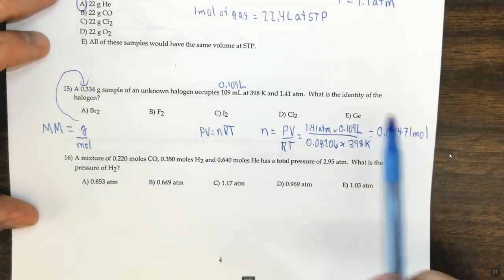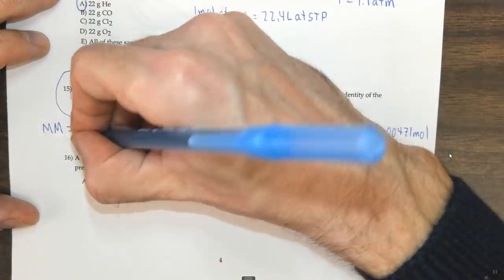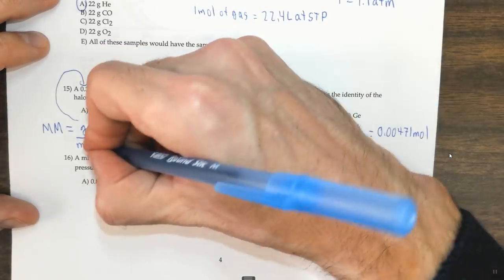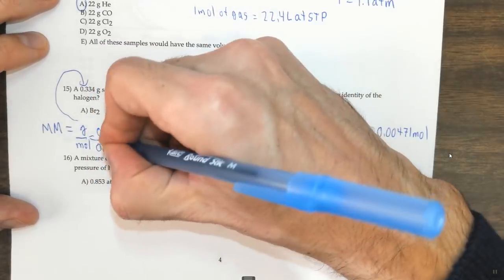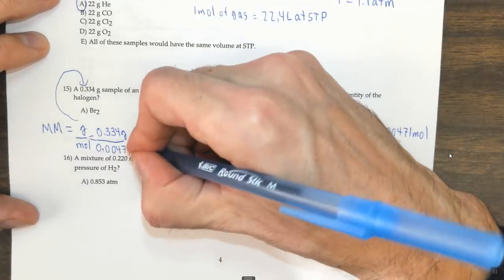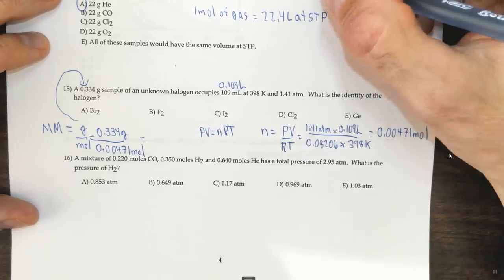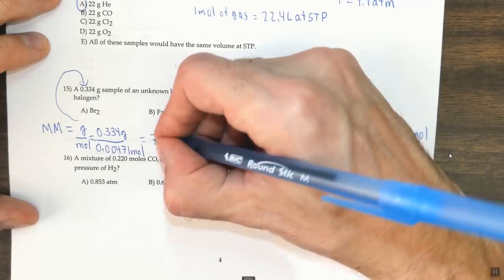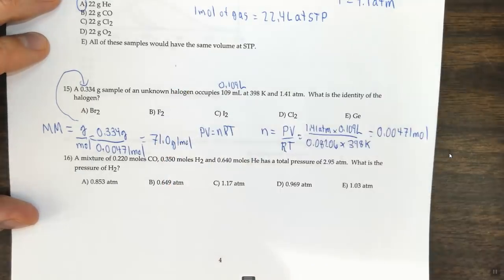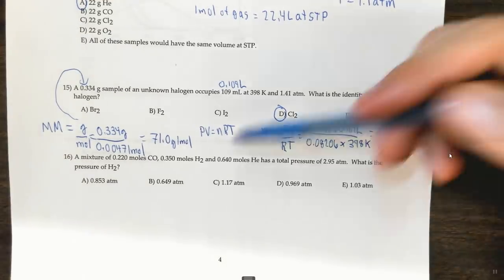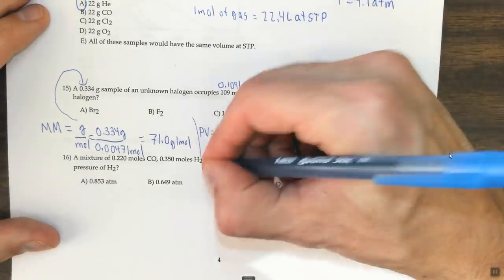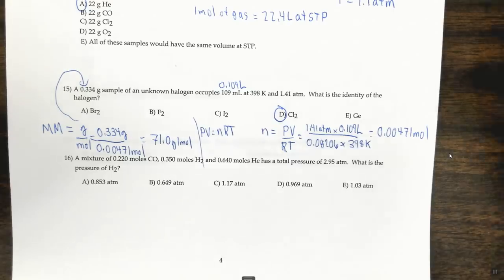I have my grams and I have my moles, so I can find molar mass. So 0.334 grams divided by 0.00471 moles. And when I do all that math, I find that it's 71.0 grams per mole, which is pretty darn close to the molar mass of chlorine. It's 35.45, so you get 70.9, which is very close to 71. So this is quite an involved, complex problem, but it is a good application of the gas law.